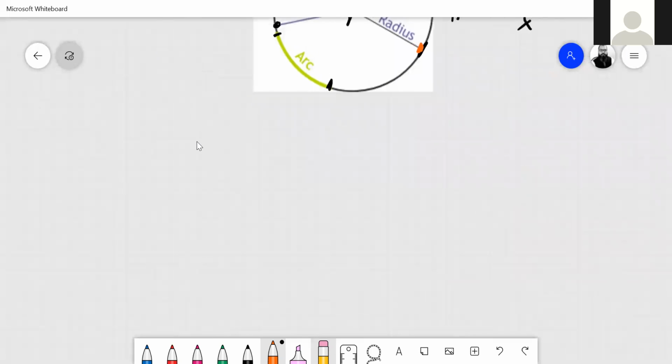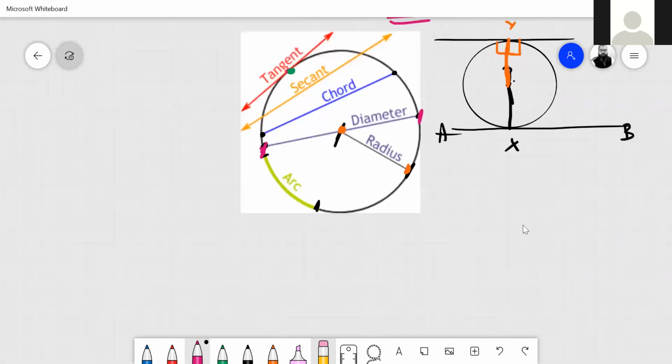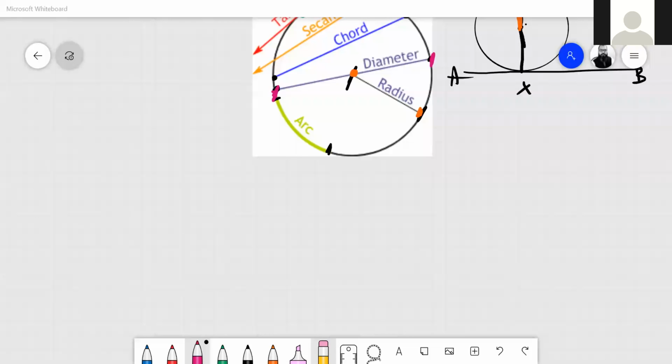Okay, now the diameter of the circle divides it into two semicircles. You can see here, this is the diameter. From this point to this point is the diameter. The diameter is the line which passes through the center of the circle and touches both sides. This is called the diameter. Okay, one more example let me take for the diameter.